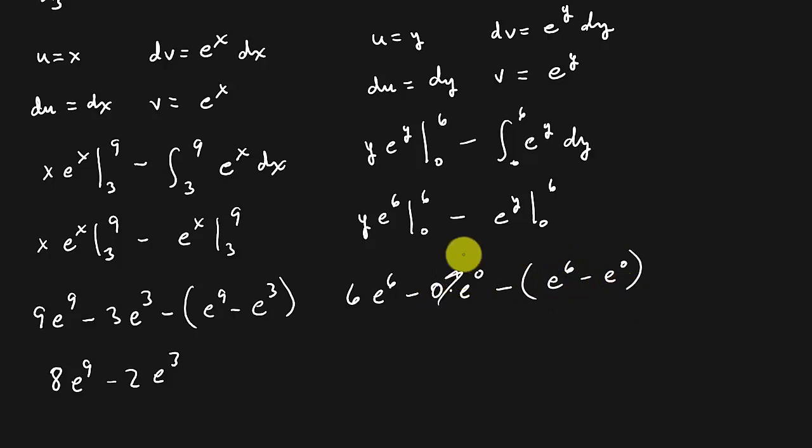And so this term goes to 0. That's 6e to the 6 minus e to the 6. That's going to be 5e to the 6. And then that's just 1, so that's plus 1.